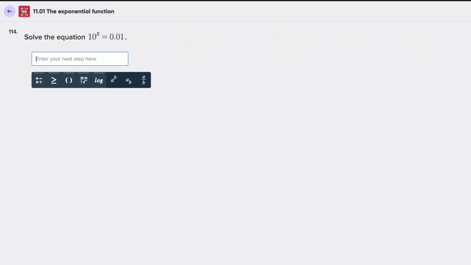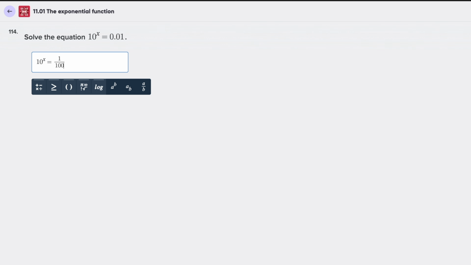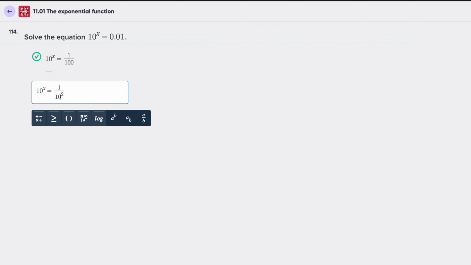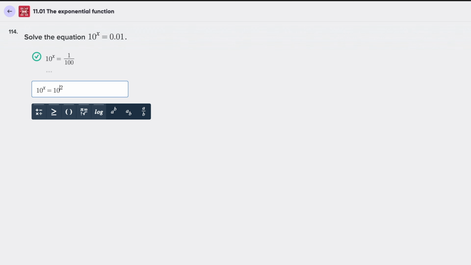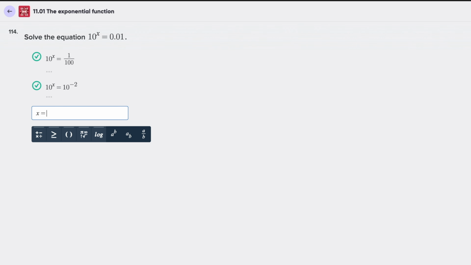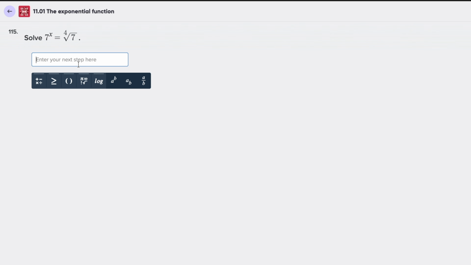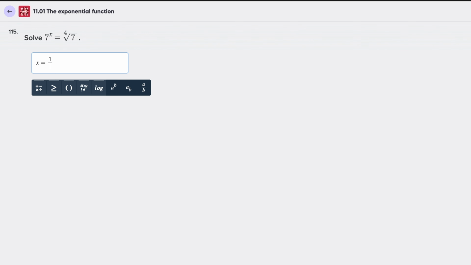Okay, this one's different. We haven't seen this one yet. 10 to the power of x is equal to 0.01. Now, I'd say the key for this one is just turning 0.01 into a fraction. So that's just the same as 1 over 100, because there are 2 zeros. And 100 is the same as 10 squared. And 1 over 10 squared is the same as 10 to the power of negative 2, which means x equals negative 2. Again, very easy. X is equal to 1 over 4.